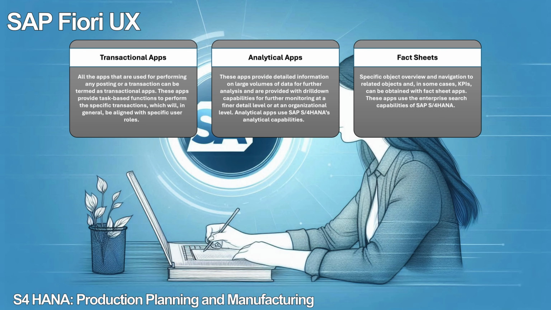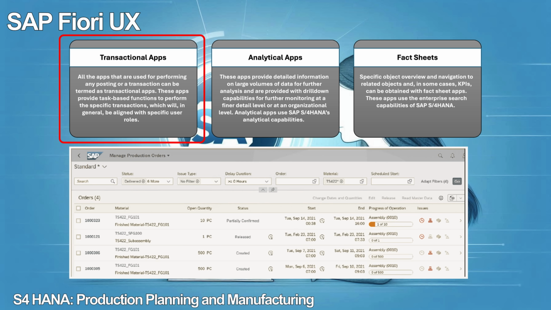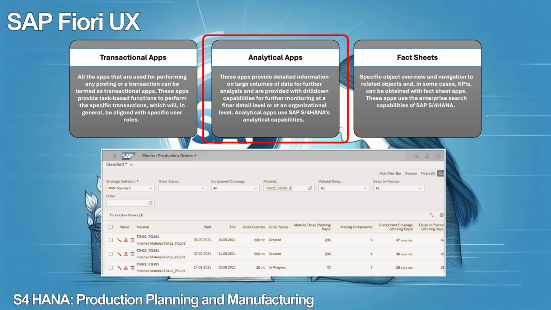There are 3 main types of SAP Fiori apps: transactional, analytical, and fact sheets. Transactional apps. These allow users to perform tasks like creating production orders or posting goods issues. Analytical apps. These provide real-time insights using embedded analytics. They support drill downs and KPI monitoring.